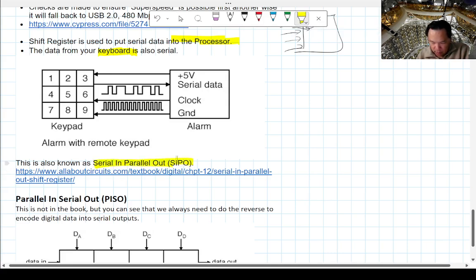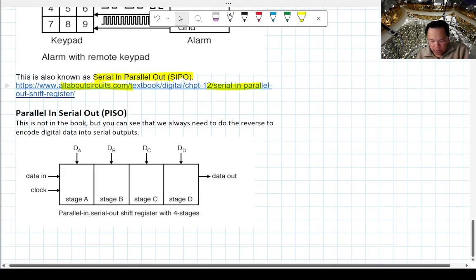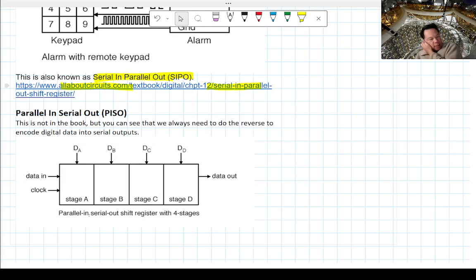If you want to learn more about this, the website allaboutcircuits.com is a pretty cool resource on technology that we use every day. This isn't in the textbook, but I just want to mention it since you have serial in, parallel out. Of course, you can also have parallel in, serial out. In this case, I just want to sketch it schematically. You can look up more of this if you like.